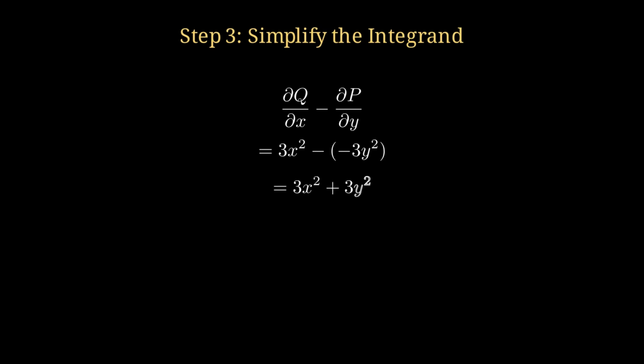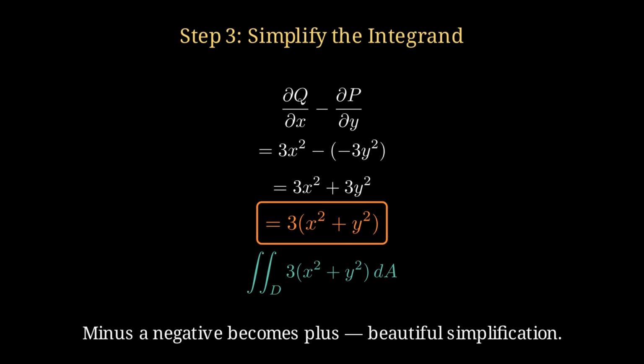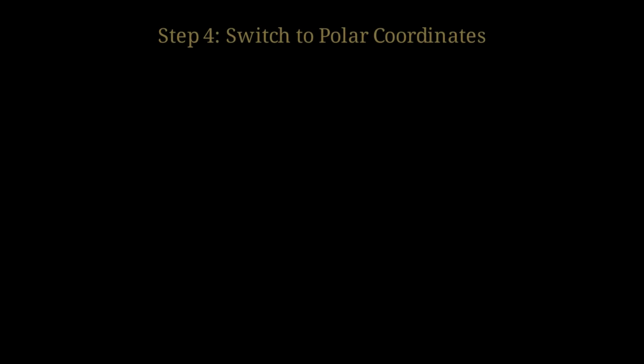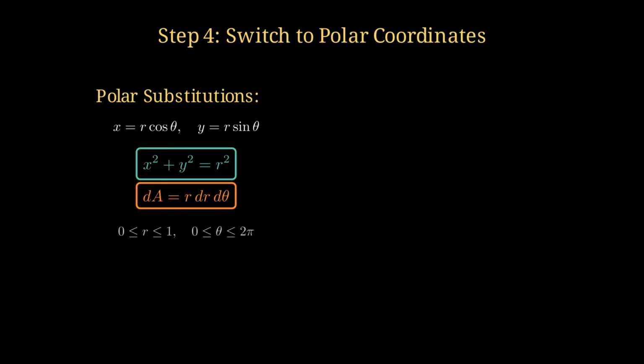Now we form the expression inside Green's theorem. We substitute what we just found. 3x squared plus 3y squared. We can factor out the 3, and our double integral becomes 3 times x squared plus y squared over a circular region. Here comes the clever move. The substitution is x squared plus y squared equals r squared. That is just the Pythagorean theorem in polar form. And notice, our integrand is exactly 3 times x squared plus y squared, which means it becomes simply 3r squared.